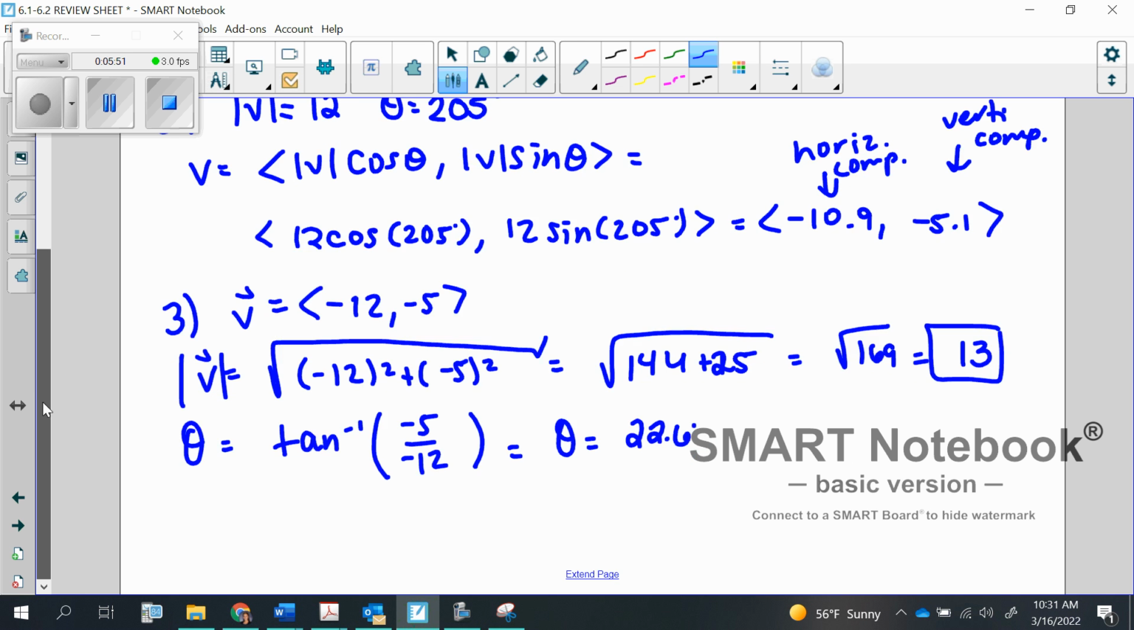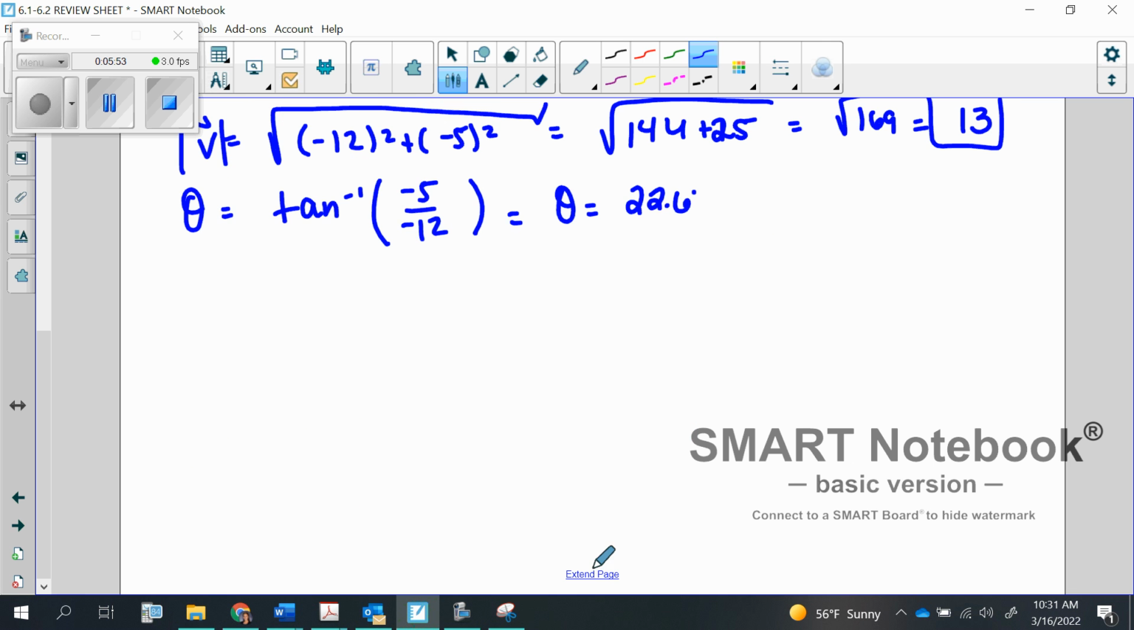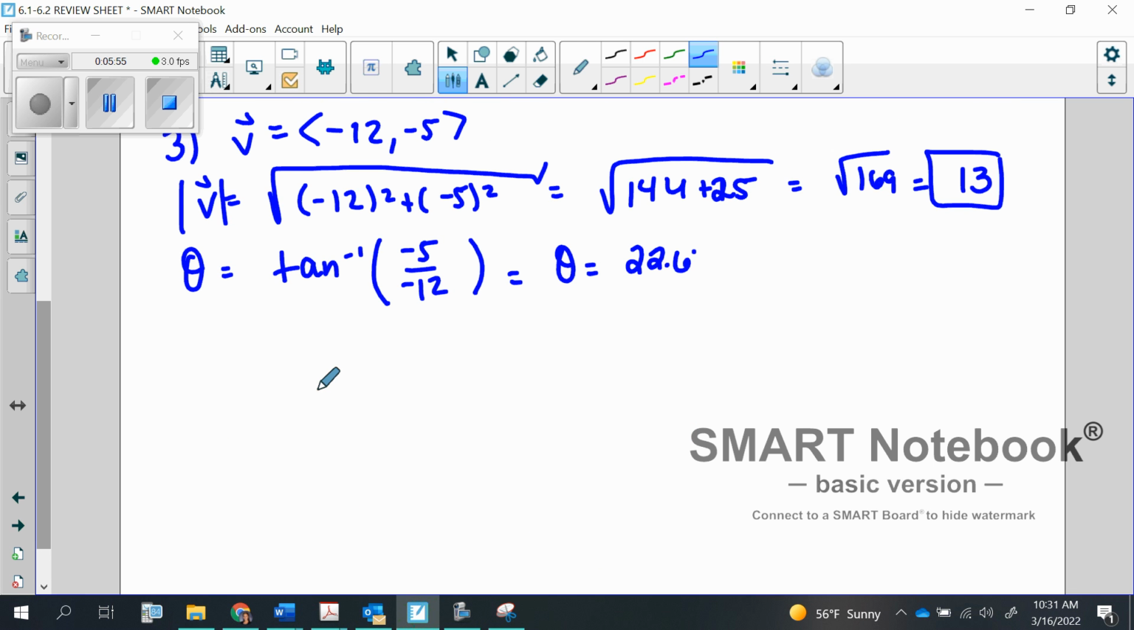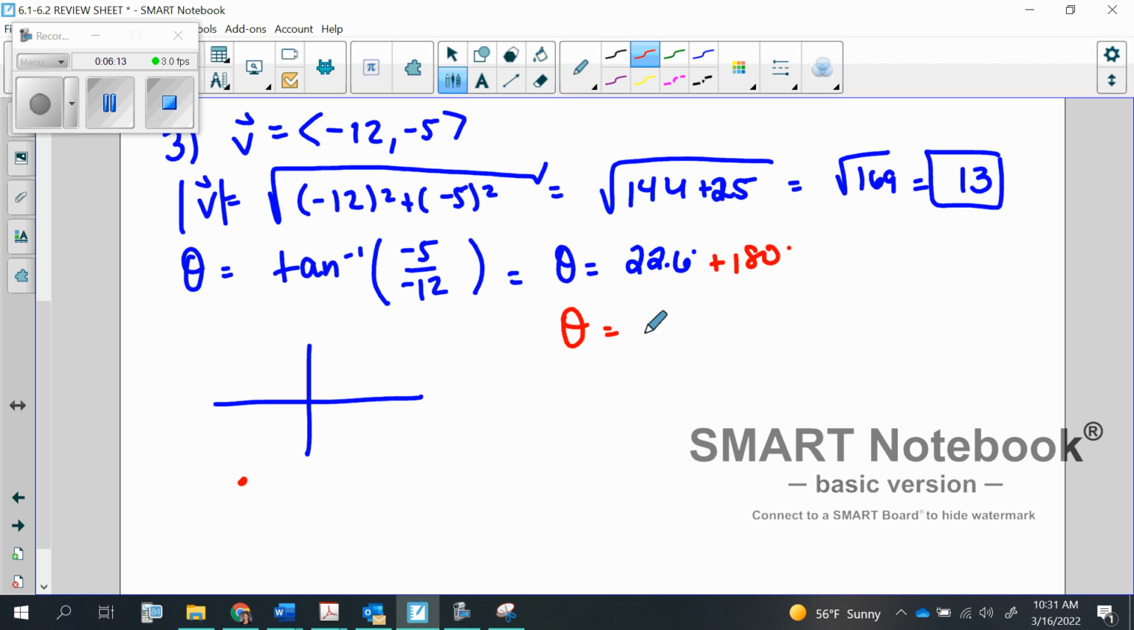The issue is that if you were to sketch this vector, negative 12, negative 5, it's not going to be in quadrant 1, so we get 22.6 degrees. Negative 12, negative 5 is going to be down here in quadrant 3. So what you need to do is add 180 degrees to that angle. So my angle would end up being 202.6 degrees. So I have my magnitude, my direction angle, I have my vector.